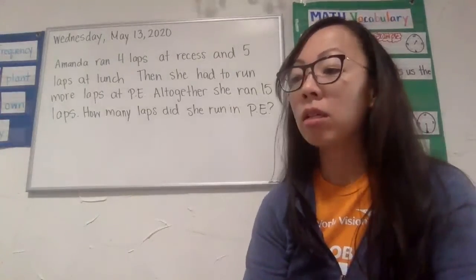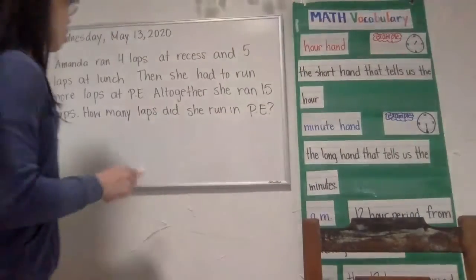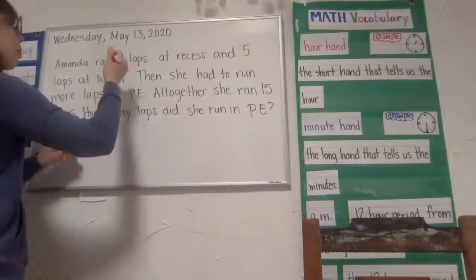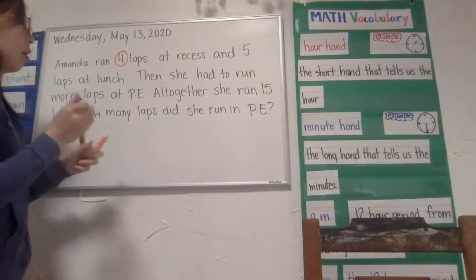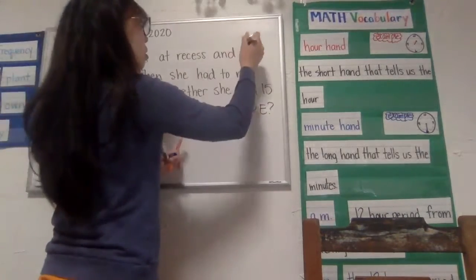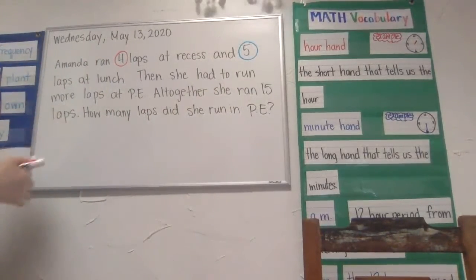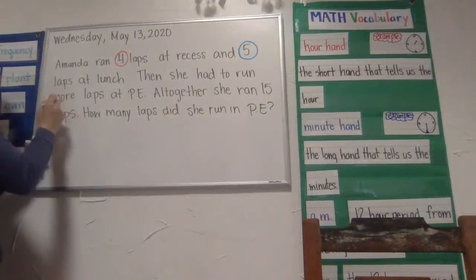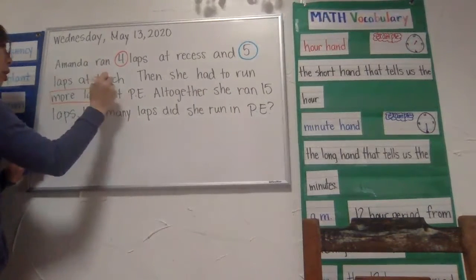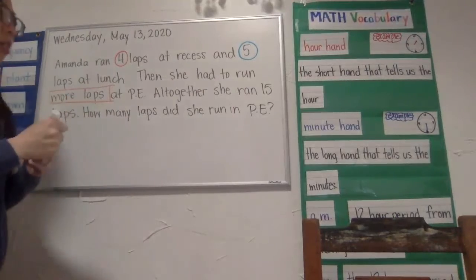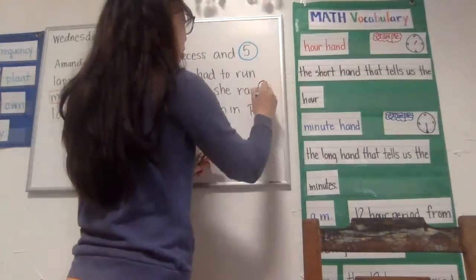Okay, scholars, let's take a look at the information that we need to use here. So we see that Amanda ran 4 laps at recess, and then she ran 5 laps at lunch. So we already have some information there. All right, then she had to run more laps. Well, we don't know how many, but we know she had more at PE. And then we see that all together, she ran 15 laps.